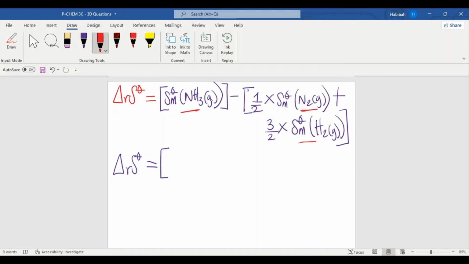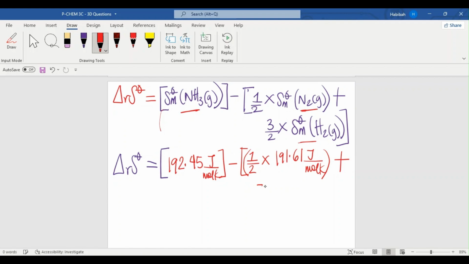Anyways, moving forward, we have the molar entropy of ammonia to be 192.45 joule per mole Kelvin, minus 1 over 2 times the molar entropy of N2 gas, which is 191.61 joule per mole Kelvin. And then you have the plus, because of course we're dealing with summation, plus 3 over 2 times the molar entropy of H2 gas, which is 130.684 joule per mole Kelvin.